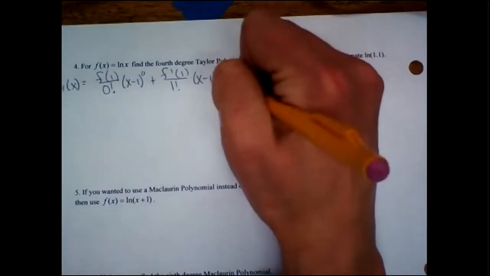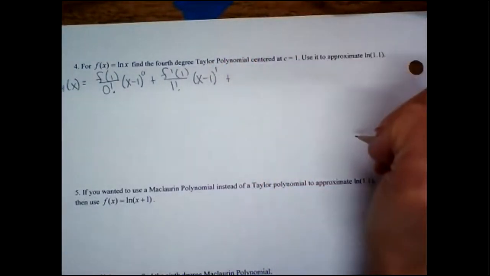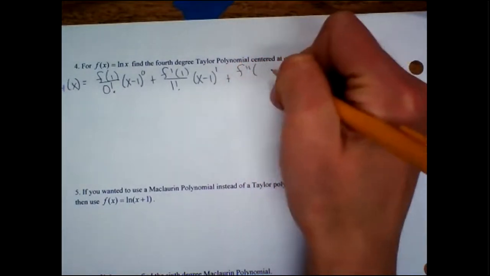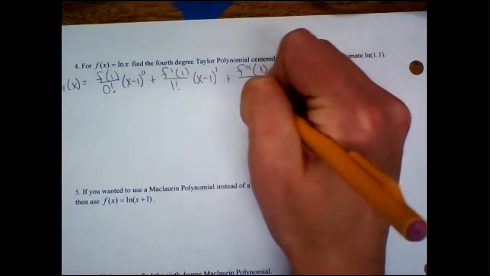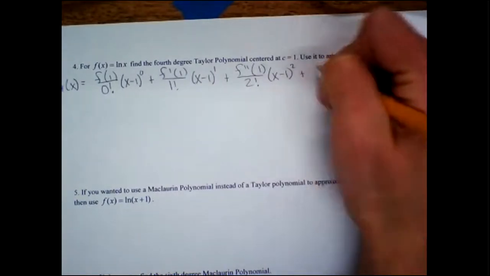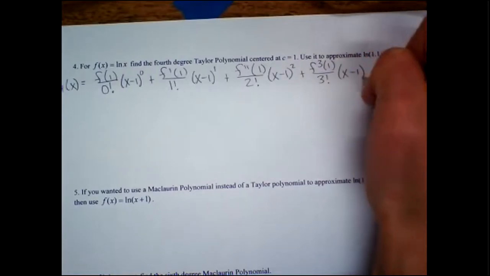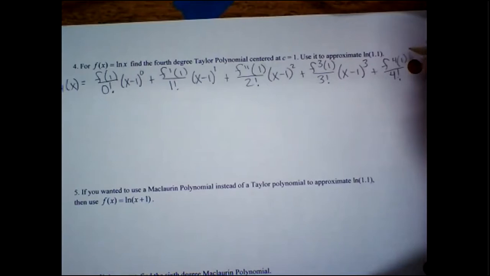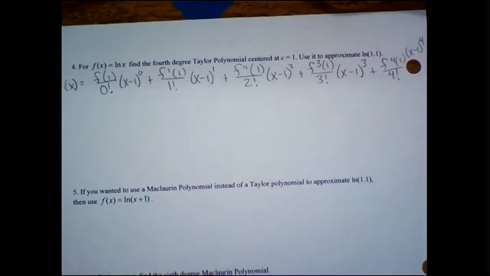What's the next one going to be? f double prime of 1, good, over 2 factorial x minus 1 squared. Perfect. And then third derivative at 1 over 3 factorial x minus 1 to the third. And then I ran out of room. Wait, it was fourth, right? Fourth derivative at 1 over 4 factorial x minus 1 to the fourth. I'm terribly sorry. I could have made it fit if there wasn't a hole in the paper.